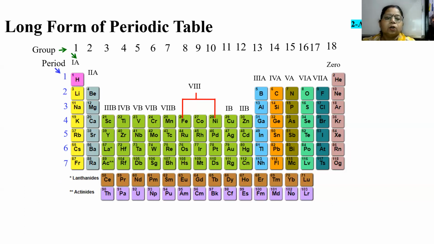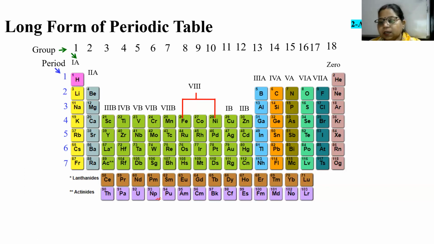As you can see, group 1 is named as group 1A. Are you able to follow it? Yes, ma'am. Group 2 is numbered as 2A. Then group 3 is named as 3B, 4B. Till group 7, they are numbered as group 7B, right? And then we have group 8 having 3 rows of iron, cobalt, and nickel. Then we have group 1B starting with copper, 2B beginning with zinc. Then we have 3A to 7A, and finally the 0 group.